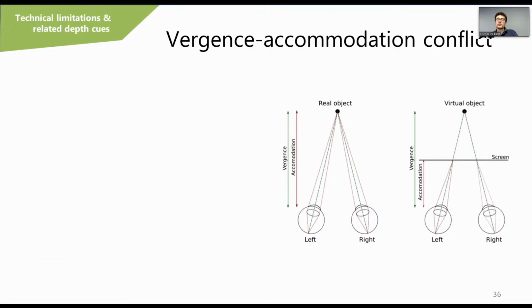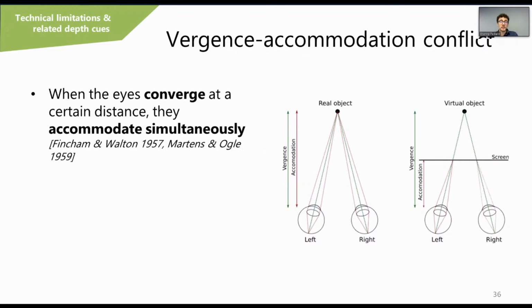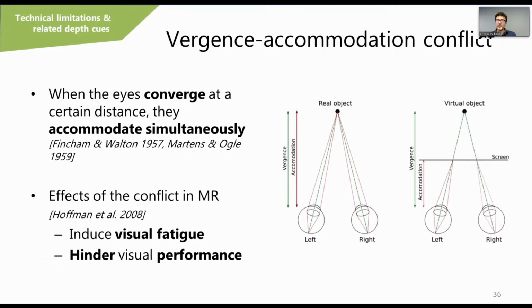Moreover, another issue of this difference between accommodation and vergence is the vergence-accommodation conflict. Under normal circumstances, the eyes usually converge and accommodate at the same distance. Then the human visual system is used to this consistency, and vergence and accommodation are linked. Yet, dissociating vergence and accommodation in mixed reality will lead to a conflict, the vergence-accommodation conflict. This conflict is known to induce visual fatigue and, more generally, to hinder visual performances.